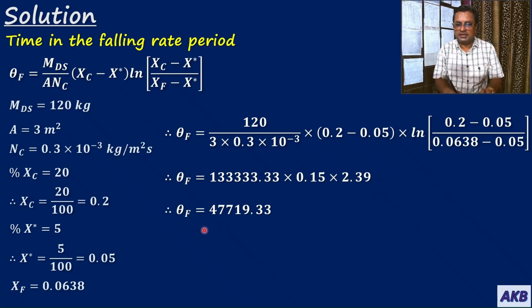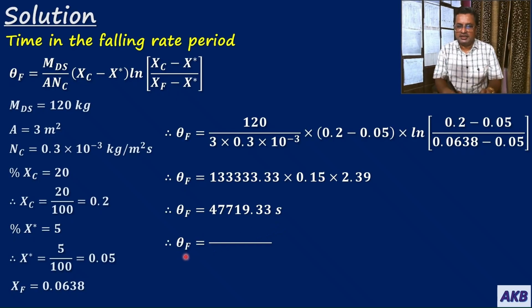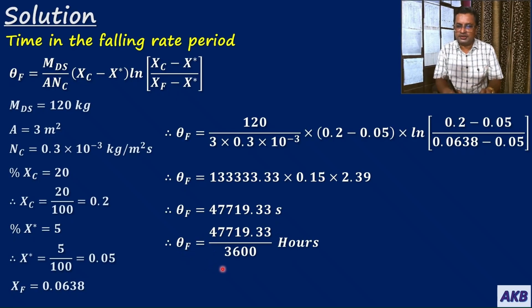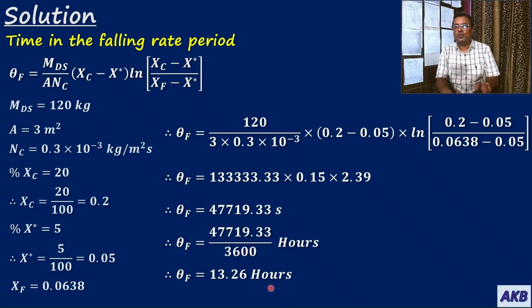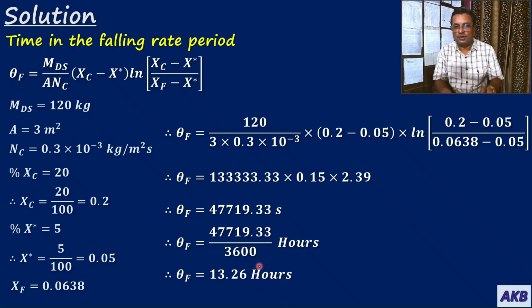So that gives us theta f as 47719.33 seconds. Now let us convert it to hours by dividing with 3600. So therefore theta f is 47719.33 divided by 3600 hours. So that gives us theta f as 13.26 hours. So in this way, we get time for drying in the falling rate period.